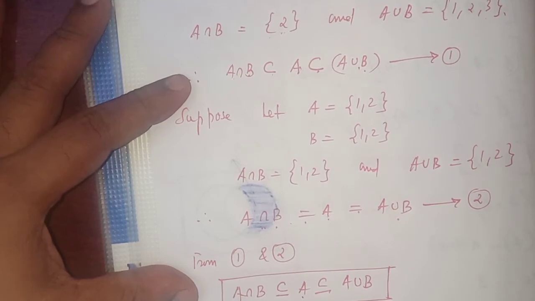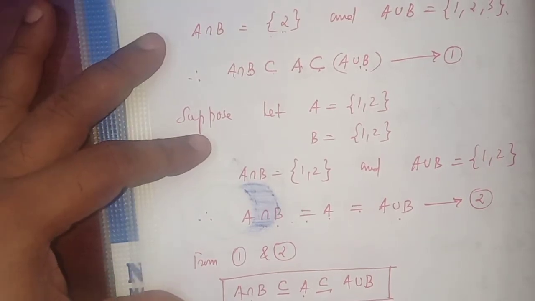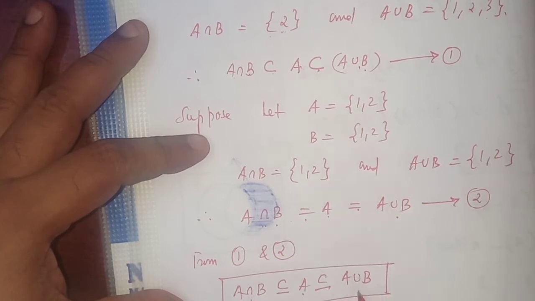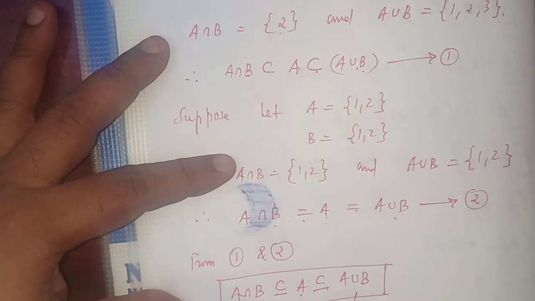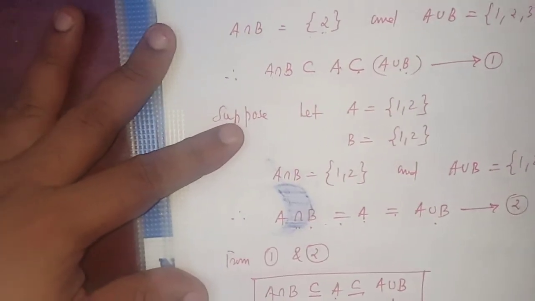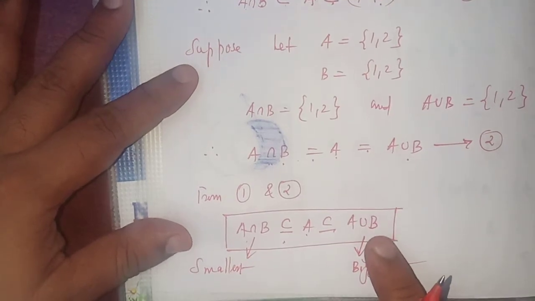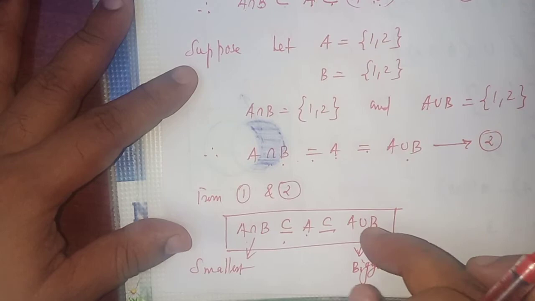Always intersection is the smallest set. Union is the biggest set. Always. So it has a small number of elements. This one has more elements. It's the biggest set. This is a superset. We can say what it is called, superset.